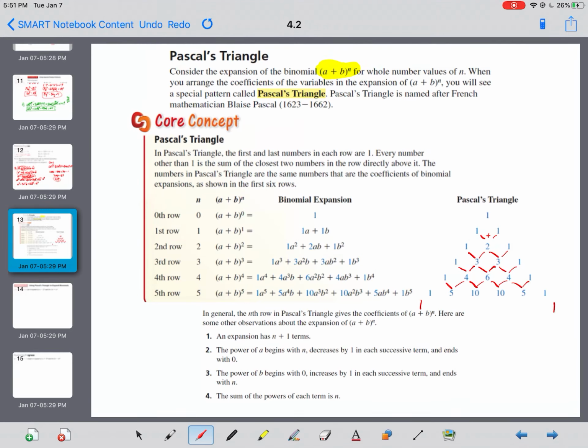So if we did the next one, it'd be 1 and 1. 1 plus 5 is 6. 5 plus 10 is 15. 10 plus 10 is 20. 10 plus 5 is 15. 1 plus 5 is 6. And that's what it would be if it is to the 6th. And then to the 7th. And to the 8th. And so on. So you can actually do any binomial sum to an exponent. All you have to do is create Pascal's triangle and you know all the coefficients.